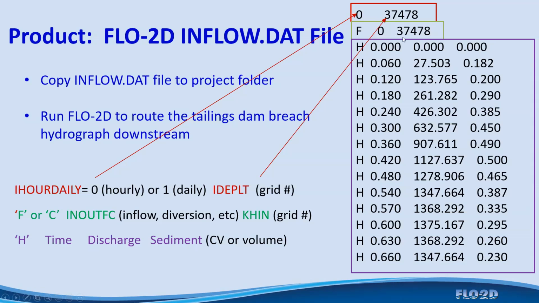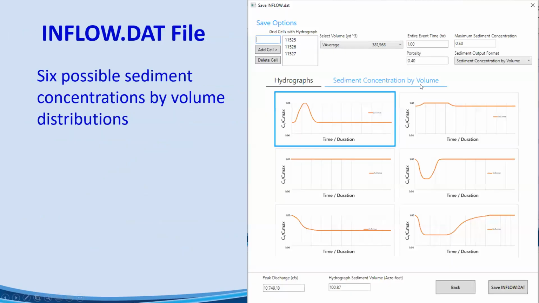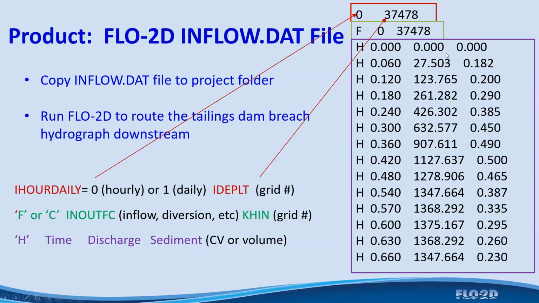This number that you see here, 37,478, is the inflow node. That means that this hydrograph that you see in my slide is going to enter the FLO-2D domain through this cell, okay? So in this case, we are using one cell. If you select several cells in here, you will have several inflow hydrographs. You will have one assigned to 37,478, another one assigned to 37,477, and so on, okay?